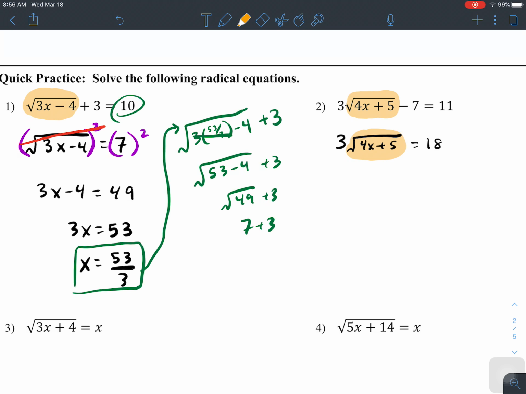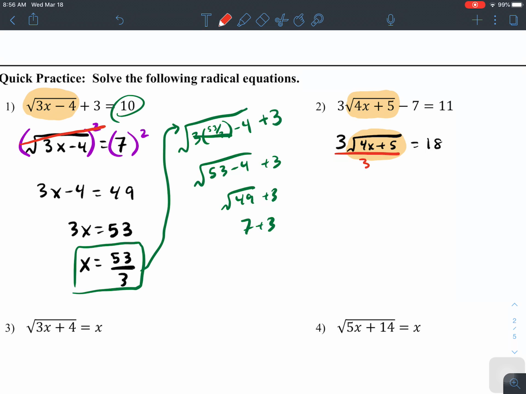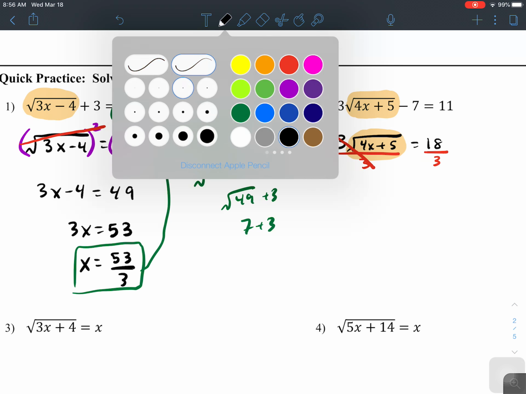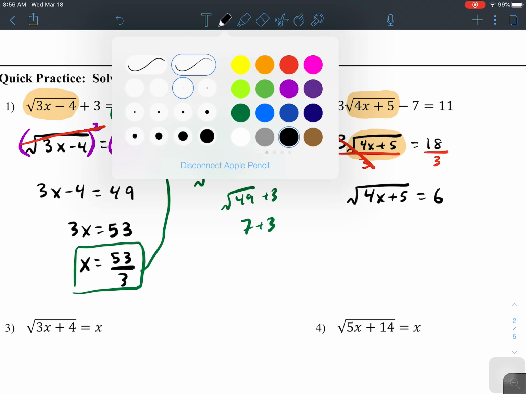But the problem is now that radical is not by itself. That 3 is a coefficient. So I'm going to divide by 3, and that's going to cancel it out on the left there. But I also have to divide by 3 on the right side to keep the equation balanced. So I get square root of 4x plus 5 equals 6.